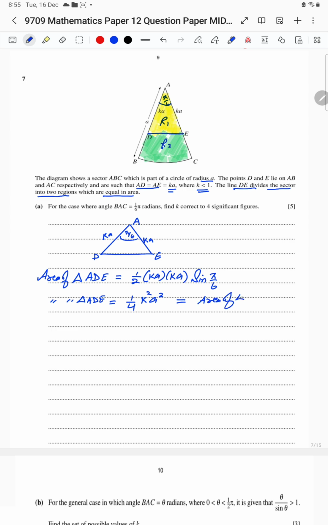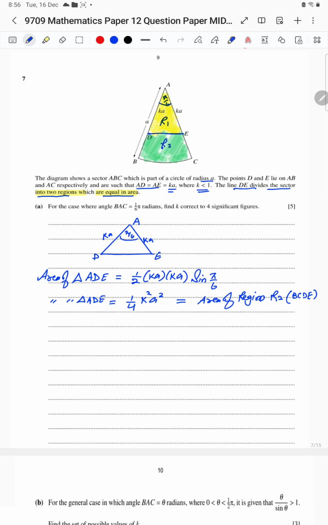area of region 2, that is DE, or you can say BCDE. It is given here in the statement. Let me highlight again.